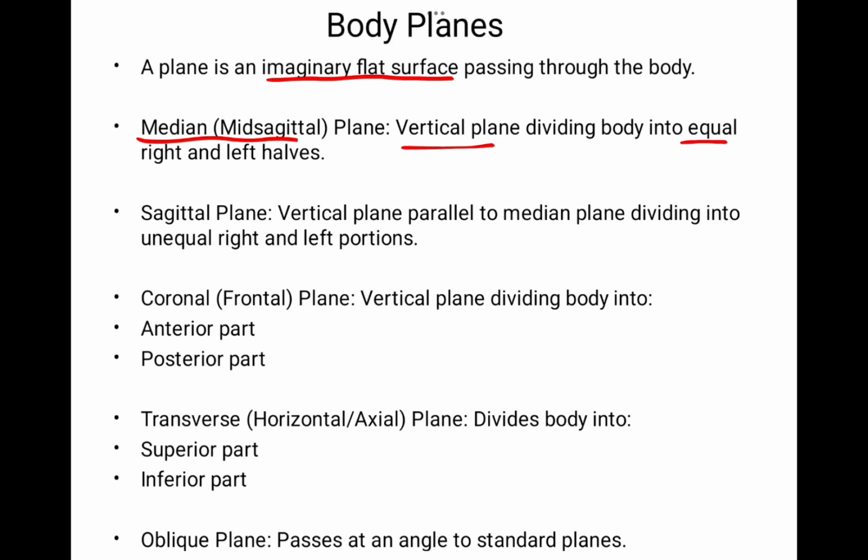We have the sagittal plane, which is also a vertical plane that is parallel to the median plane, and it divides the body into unequal right and left halves. We have the coronal or frontal plane, which is also a vertical plane that divides the body into an anterior part and a posterior part. We have a transverse plane, which is also regarded as the horizontal or axial plane. It divides the body into a superior part and an inferior part.